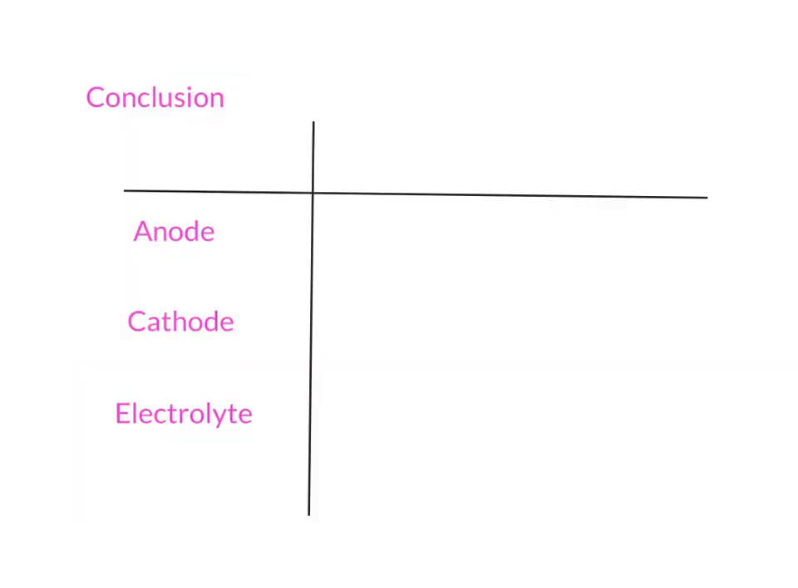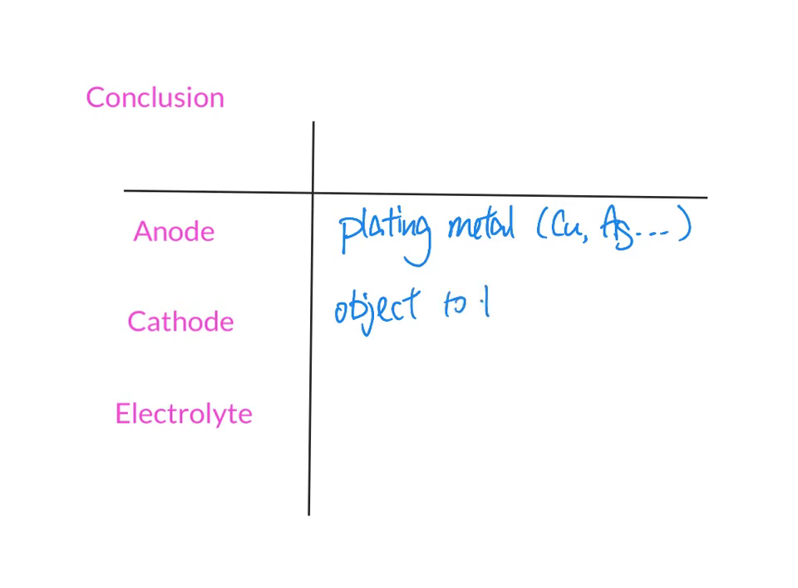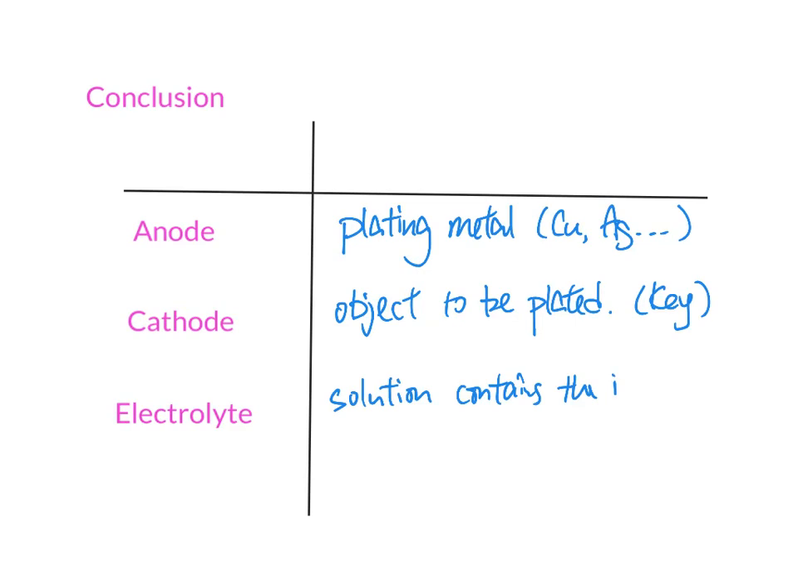So we just have a very quick conclusion. For the anode, we're going to have the plating metal, so it can be copper, silver or other metals. The cathode will be the object to be plated, so normally it can be a key or other things. The third one will be the electrolyte. The electrolyte should be a solution that contains the ions of the plating metal.